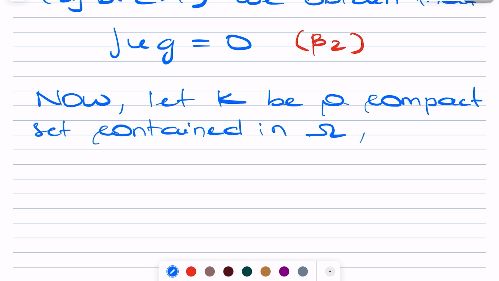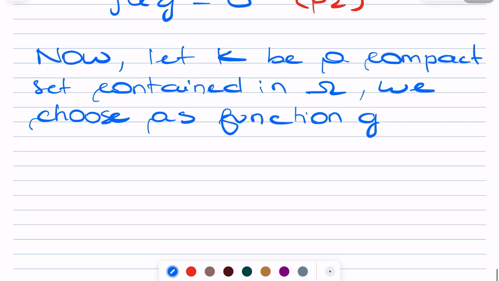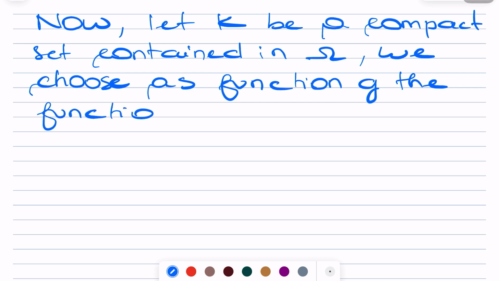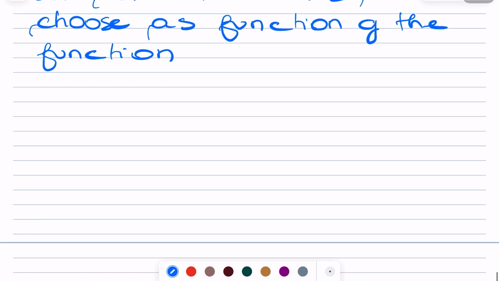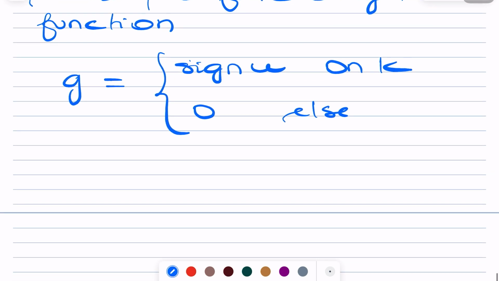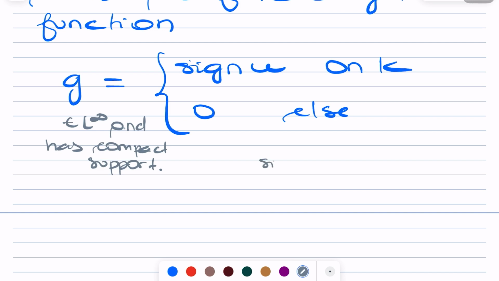So we choose as function G, in what we just saw, the following function, just a kind of indicator function. So G equals the sign of U on K and 0 else. This function is obviously in L infinity and has compact support. And of course we use the convention that the sign of 0 equals 0.